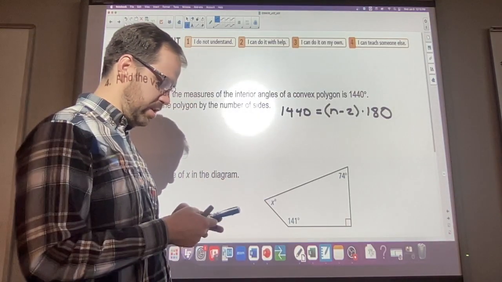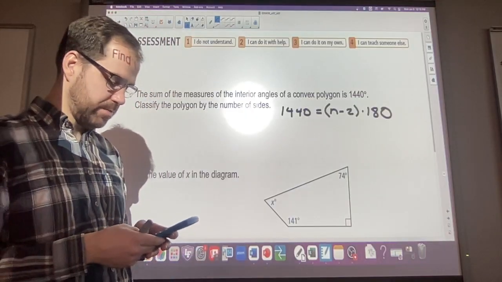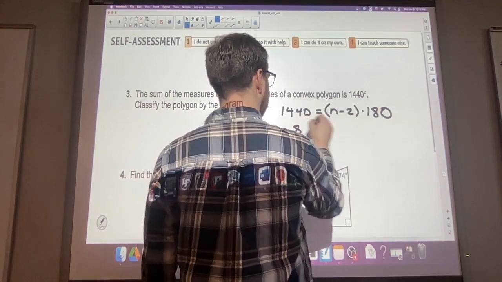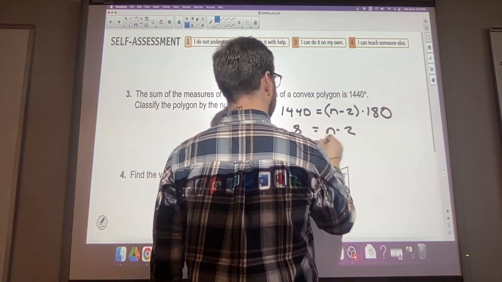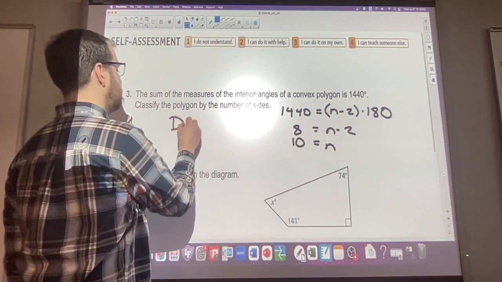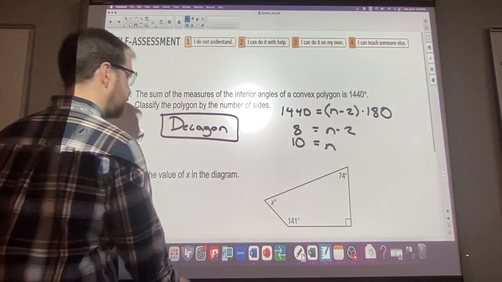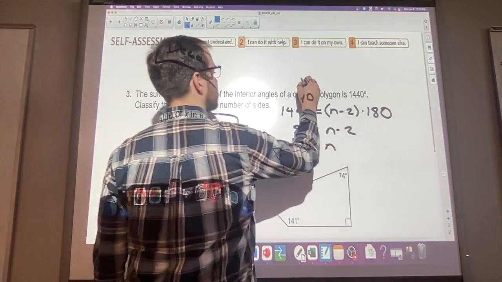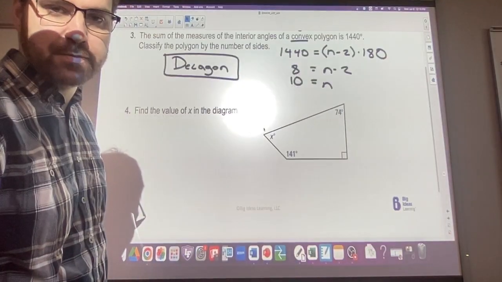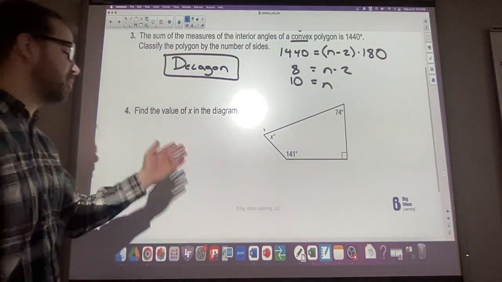So we're going to do 1440 divided by 180 and then plus 2. See what you get. So I'll do the same. All right, we get 10, so this is called a decagon. And we'll talk about this word convex in a second here. Well, this is what I mainly wanted to do, so let's do this now. All right, why don't you try this one? Try to find x. You can either just subtract, set up an equation, however you want to do it.